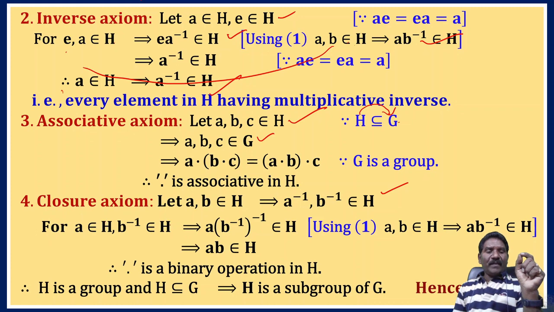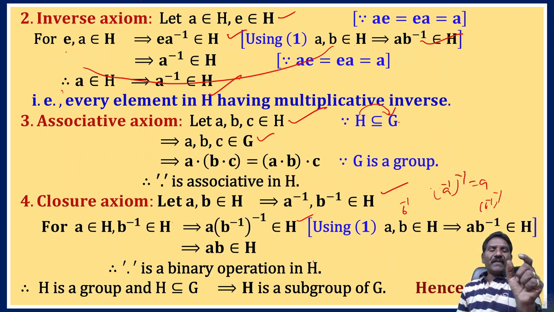For a belongs to H, b inverse belongs to H gives (a b inverse) whole inverse belongs to H. Using 1, a, b belongs to H gives a b inverse belongs to H. So b is replaced by b inverse. Take b inverse: a, b inverse belongs to H gives (a (b inverse) whole inverse) belongs to H. Since (b inverse) whole inverse is b, so ab belongs to H. ab means a dot b. So dot is a binary operation in H.